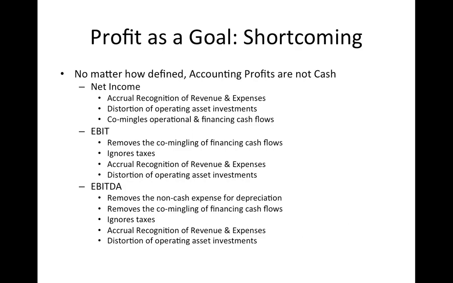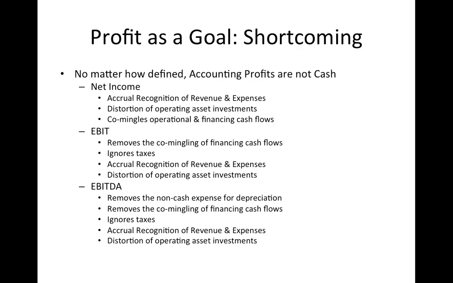So that's fine, but it doesn't add back the actual expenditure for an asset in a year when it happens. It does, again, solve the commingling issue, but it doesn't actually solve it by putting all the financing costs in. It just takes all of them out. It ignores taxes, and it still has those other issues related to accrual revenue and expense recognition.